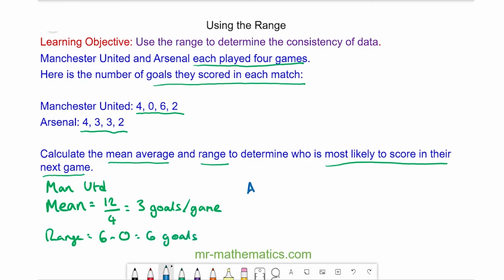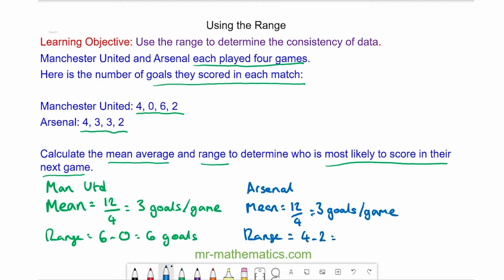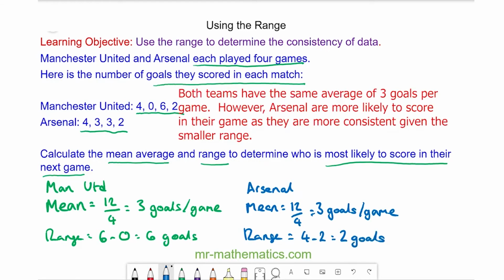And for Arsenal, the total of the goals scored, which is 12, divided by 4, which is again 3 goals per game. And the range is the difference between the biggest and the smallest value, which is 2 goals. So using these values, we can determine that both teams have the same average of 3 goals per game. However, Arsenal are more likely to score in their next game as they have been more consistent given their lower range.